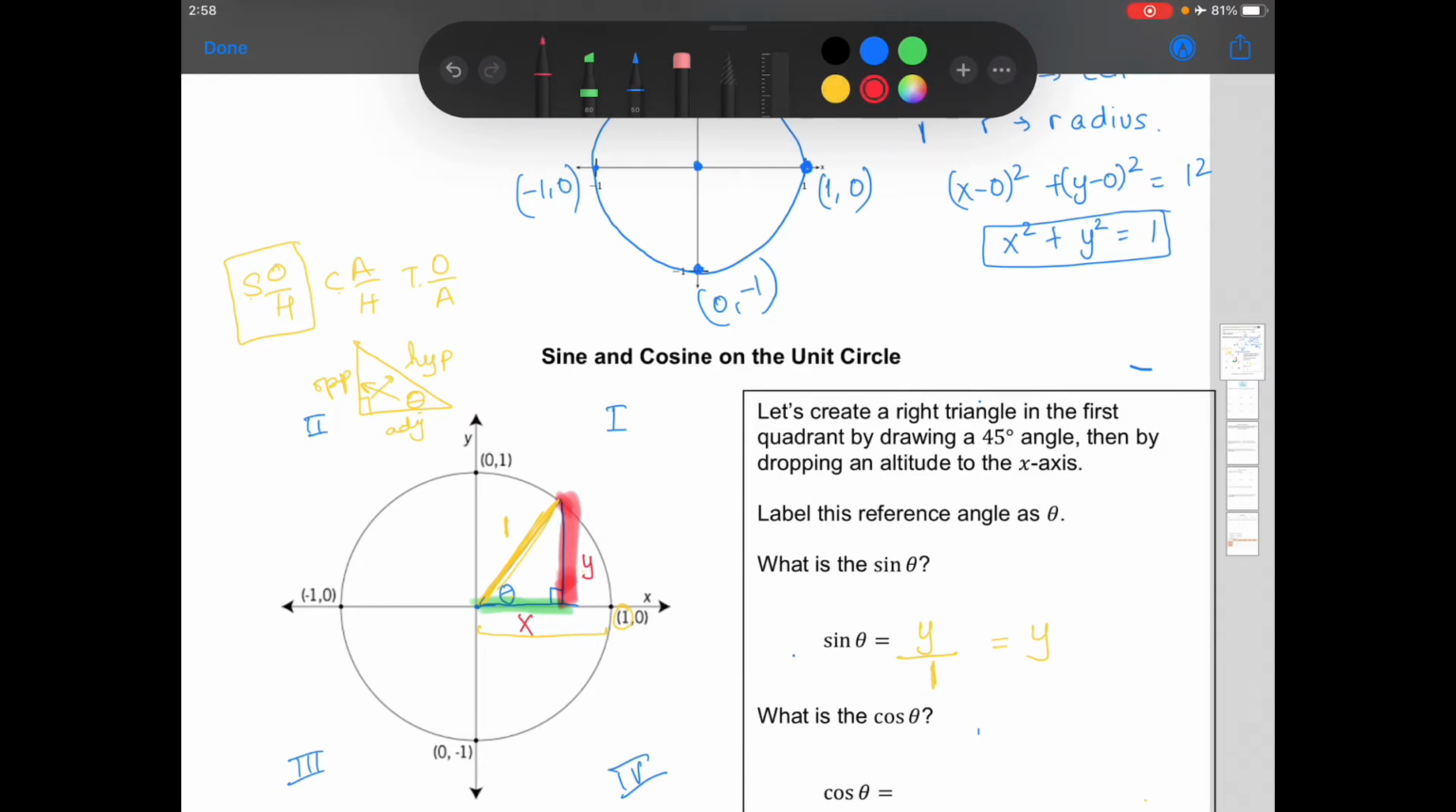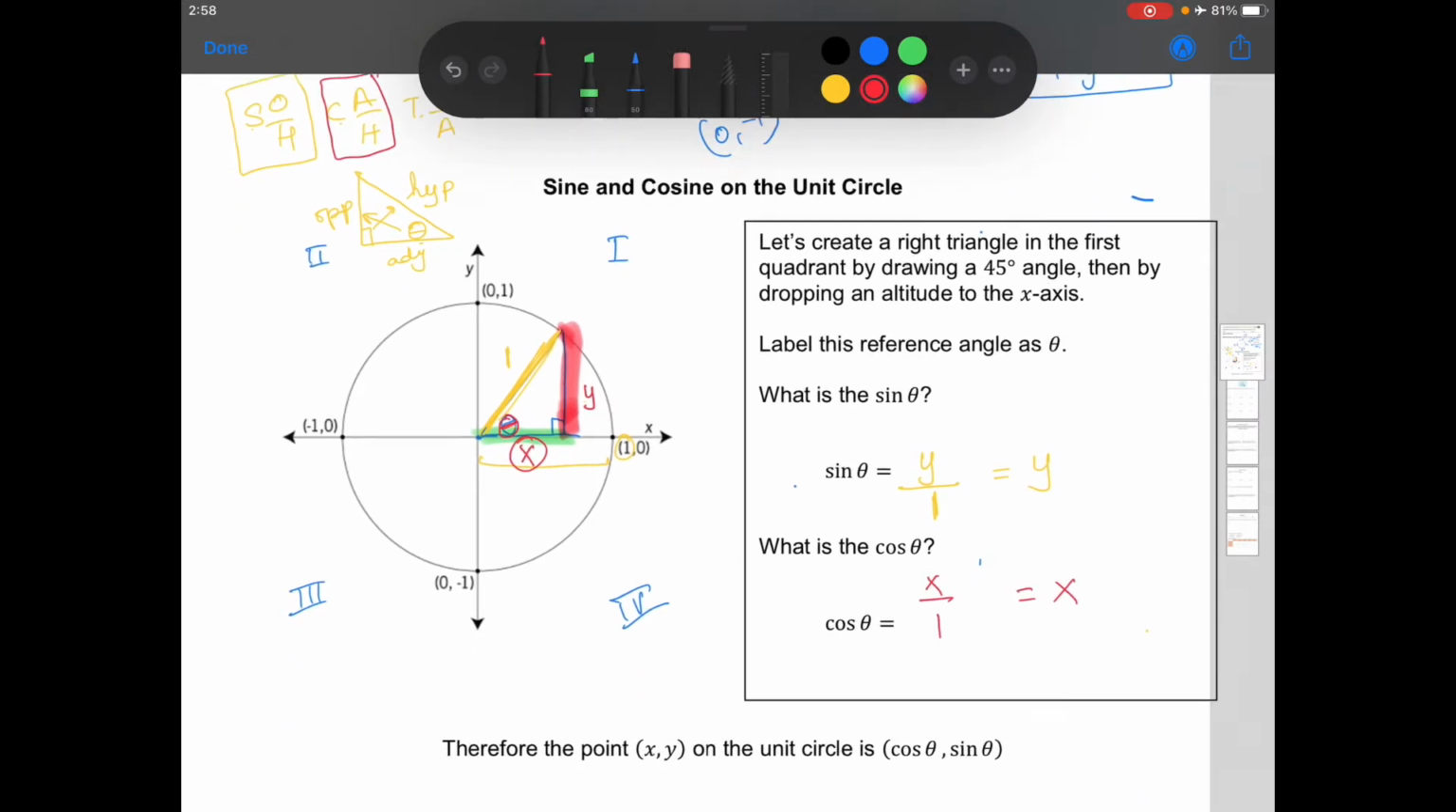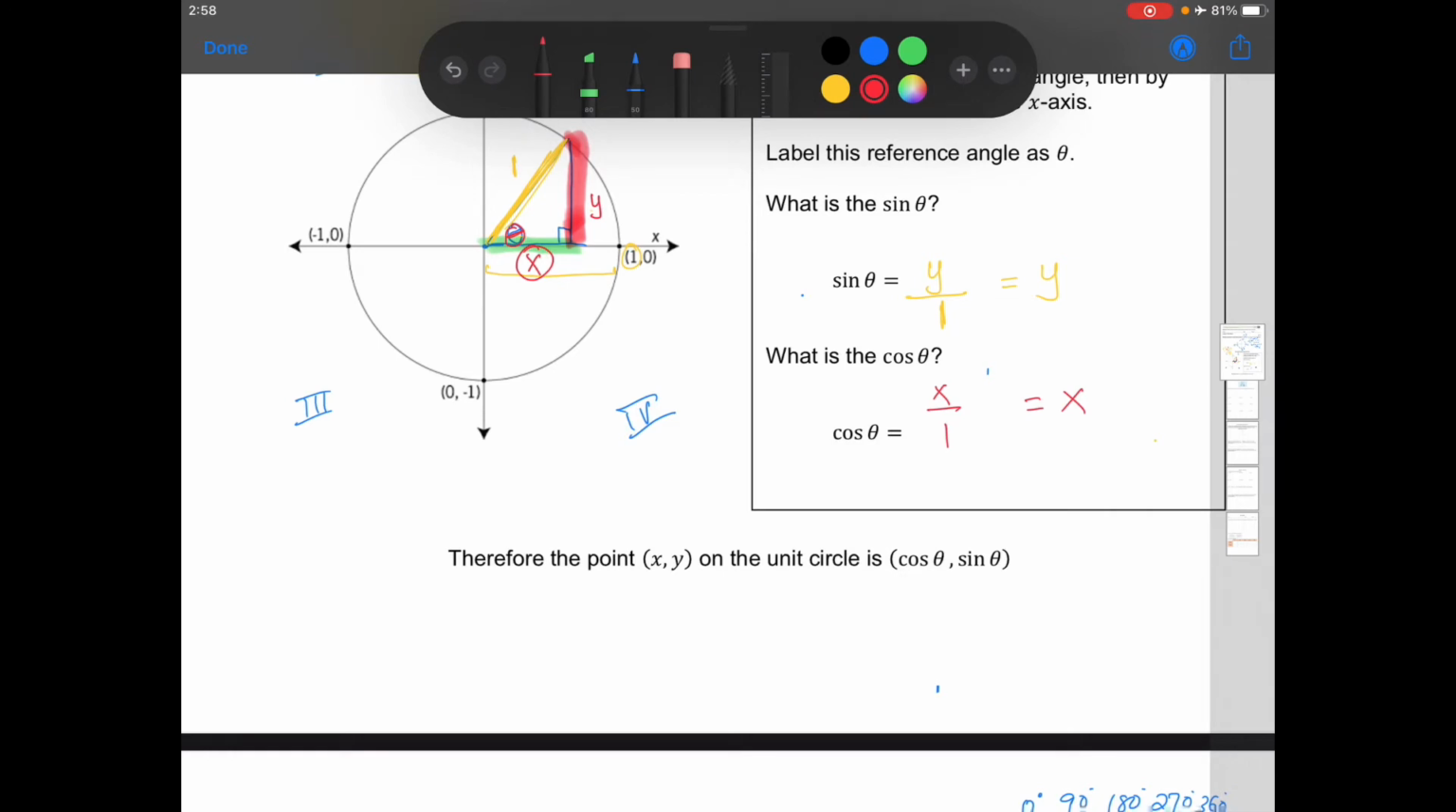Similarly, what is cosine theta? Cosine is my second function, which is A over H. A is your adjacent and H is your hypotenuse. So that's my angle, theta. Adjacent is x and hypotenuse is 1. So it's x over 1, which is the same thing as x. What can we conclude from here? Therefore, the point (x, y) on the unit circle is (cosine theta, sine theta). Remember, cosine is your x, sine is your y. We need to know that very, very well.